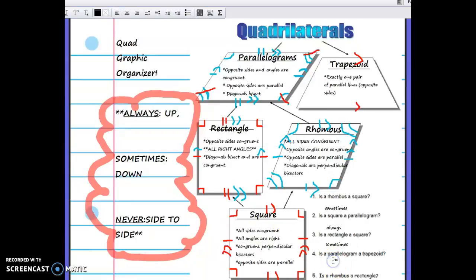Is a parallelogram a trapezoid? Never. This last question here is kind of tricky. Is a rhombus a rectangle? Even though they are side by side, and that would typically be never, the answer here will be sometimes. If the rhombus is a square, then it could be a rectangle.